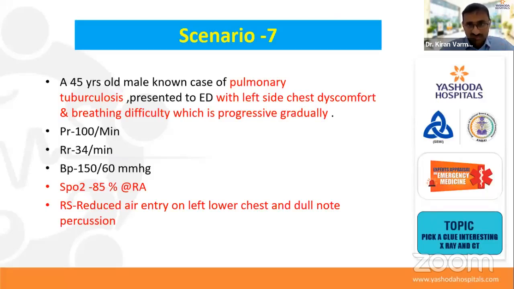Pulmonary tuberculosis, left side chest pain, breathing difficulty which is not sudden but progressive gradually, then low saturation, then reduced air entry in the left lower chest, and dull note on percussion. So with this history, what do you think? Pleural effusion. Yes, pleural effusion, Bhavita, Reshma, Dr. Baba, Sandeep G. Consolidation, okay. Yes, consolidation, one of the differential diagnoses for this. Pneumonia, yes.